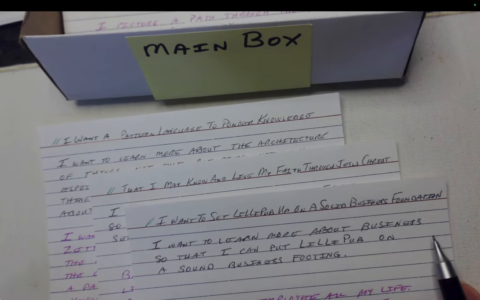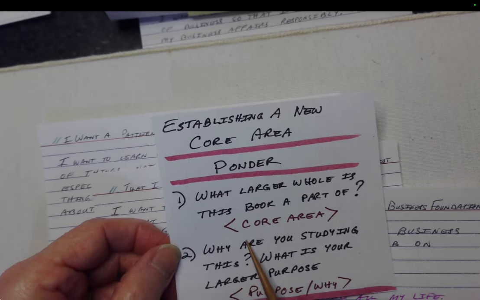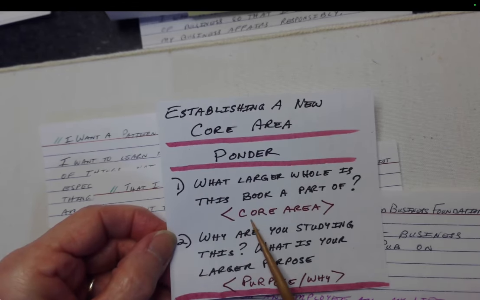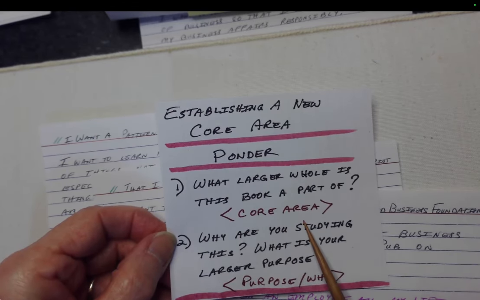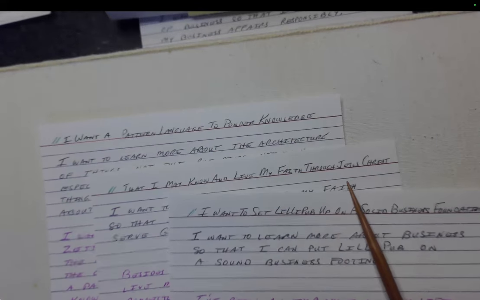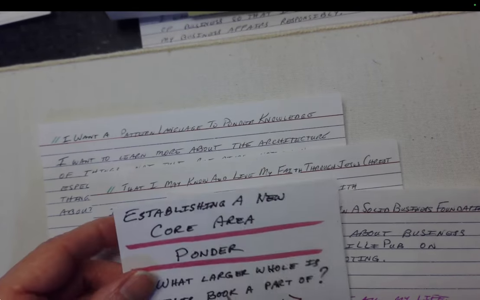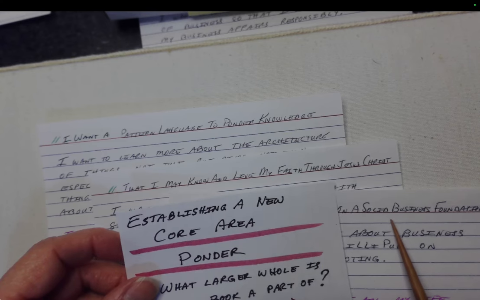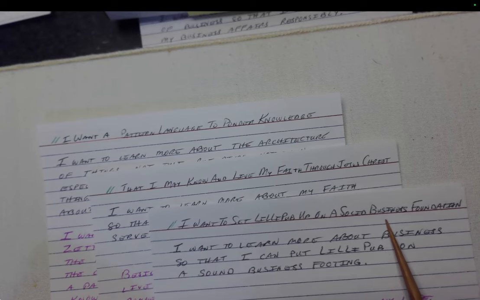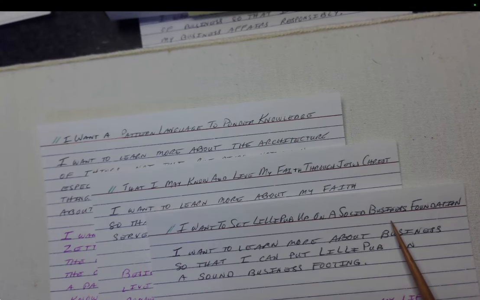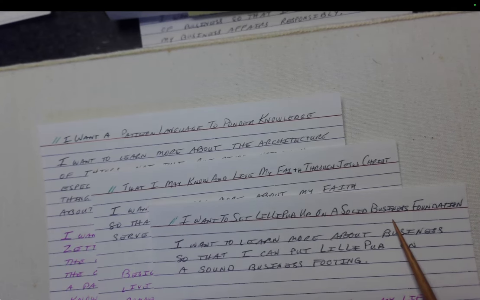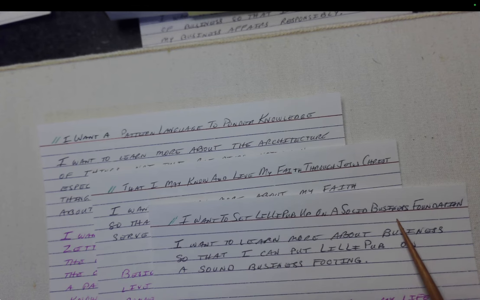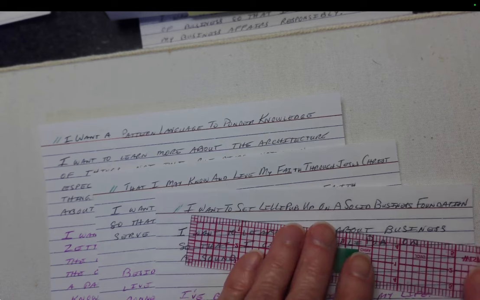What I'd like you to do is to recall that your foundation cards were made with a core area in mind for each of your 3 cards, and make sure that the core area shows up in your tagline. It probably will. And if it does, I'd like you to underline the core area, the word in your tagline that represents the core area. So I want to set LiLLiPub up on a solid business foundation. So the core area is business.